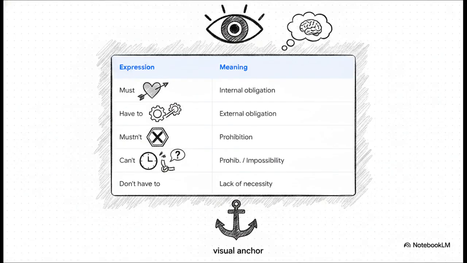I actually want you to pause the explainer right now and literally take a screenshot of this cheat sheet. This is your ultimate visual anchor. It perfectly decodes every single modal we've investigated so far. Must is internal, have to is external, mustn't is strict prohibition, can't is prohibition or impossibility, and don't have to simply means a lack of necessity. Keep this table in your mind for sure.